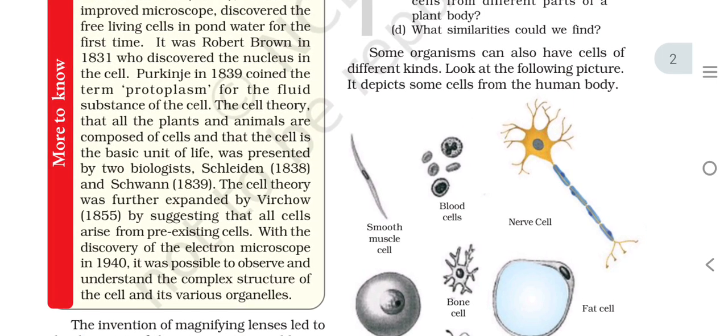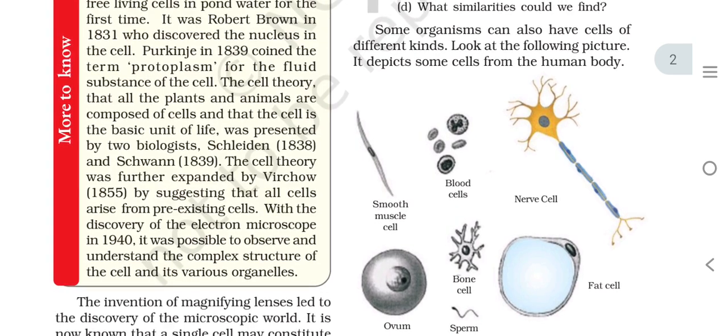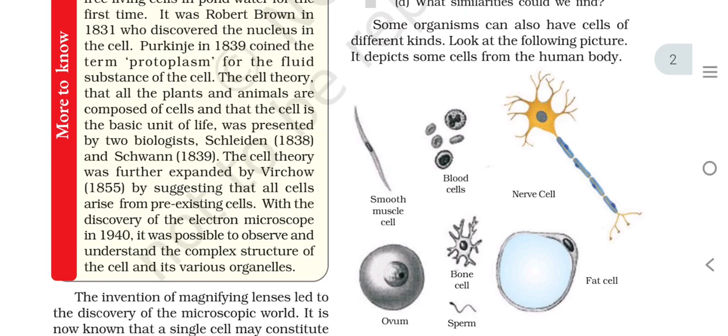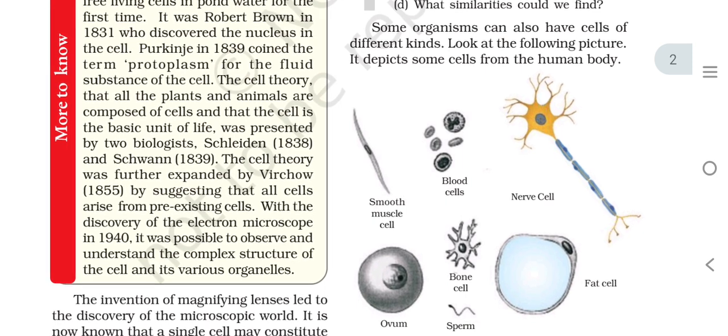The cell theory, that all the plants and animals are composed of cells and that the cell is the basic unit of life, was presented by the two biologists Schleiden and Schwann. These were the two scientists who proposed the cell theory. The cell theory was further expanded by Virchow in 1855 by suggesting that all the cells arise from pre-existing cells. Here, another scientist who extended the cell theory is Rudolf Virchow. In 1855 he suggested that all the cells have come from pre-existing cells.